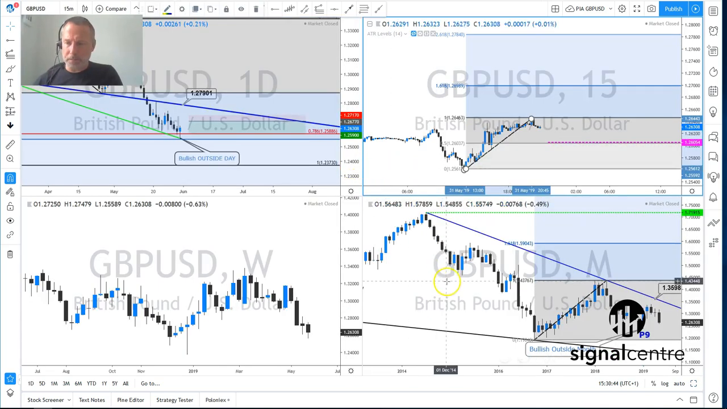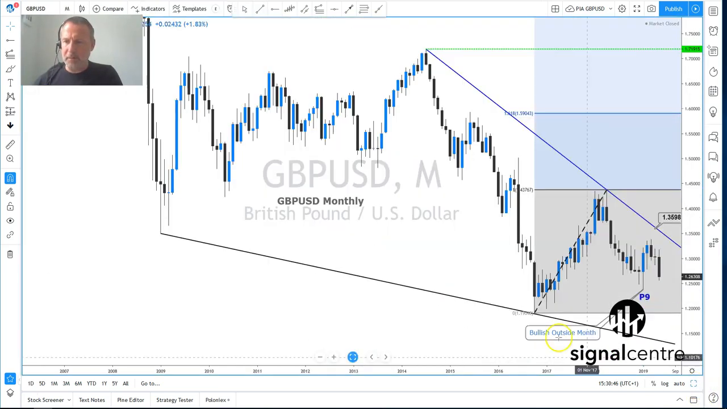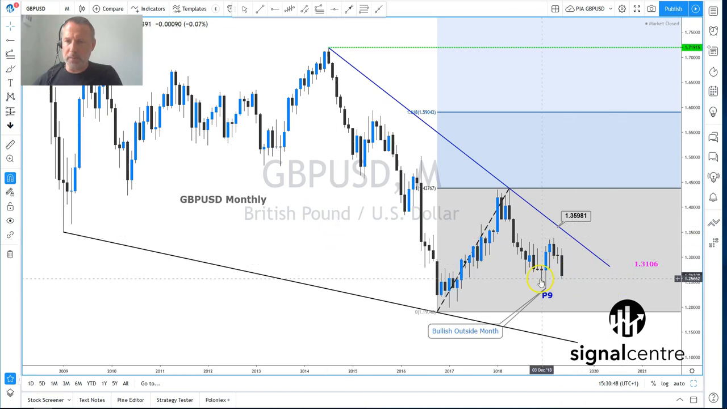Now, cable, monthly chart, posted a bullish candle after a perfected 9 count. That's a DeMark indicator. We have seen quite an aggressive move to the downside.